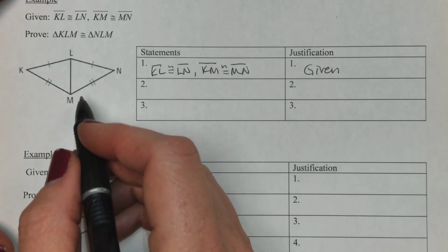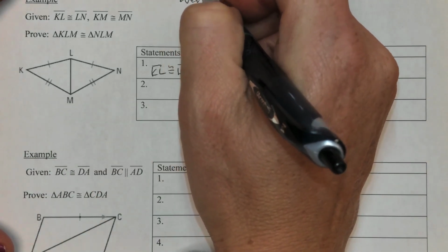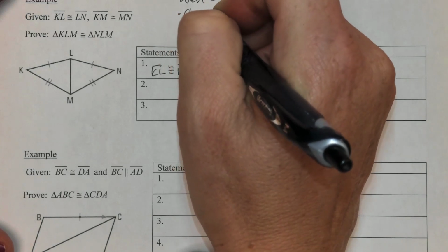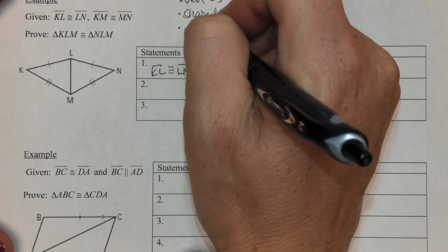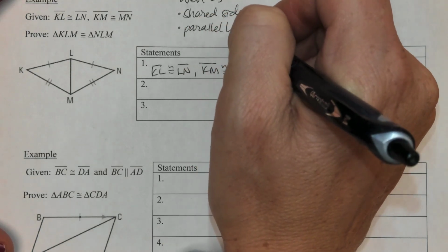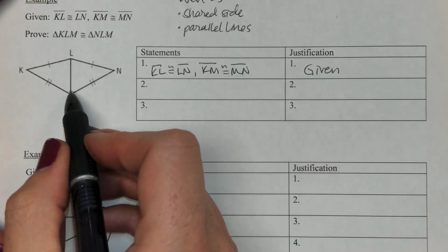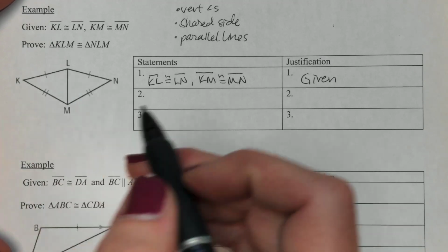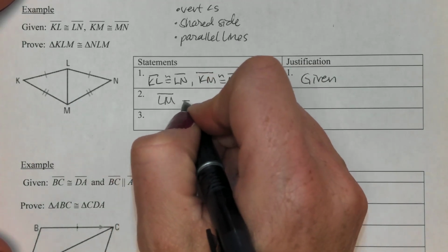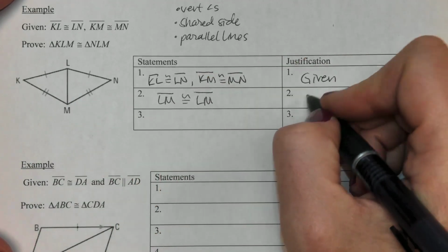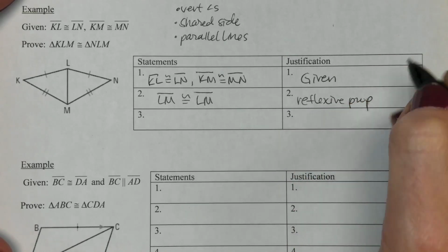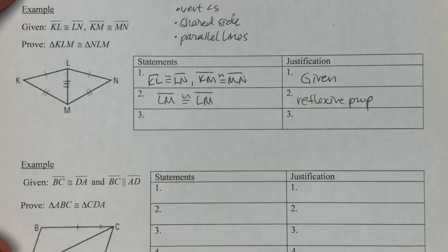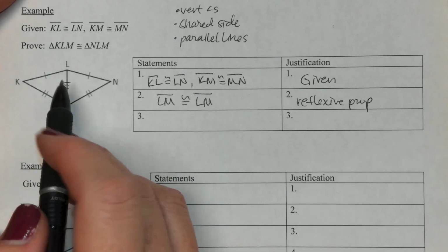So in our picture, remember, we're always checking for vertical angles and shared sides, and we happen to have a shared side this time. Our third thing to check for is parallel lines, and we'll hit one of those today too. So I don't have any vertical angles, but I do have a shared side, and that's right up the middle. So I'm going to say that LM is congruent to LM. That is reflexive property. And I'm going to mark it just so I can see that it is congruent to itself.